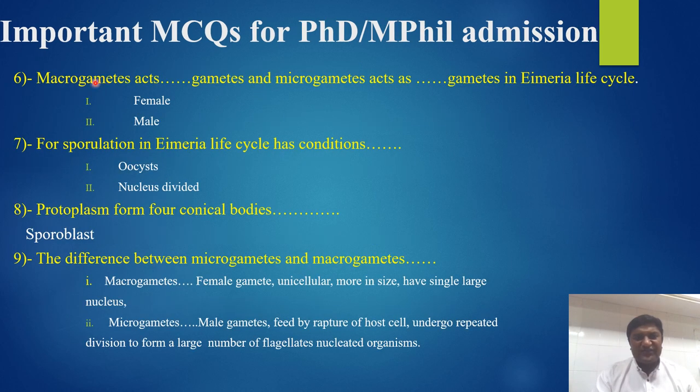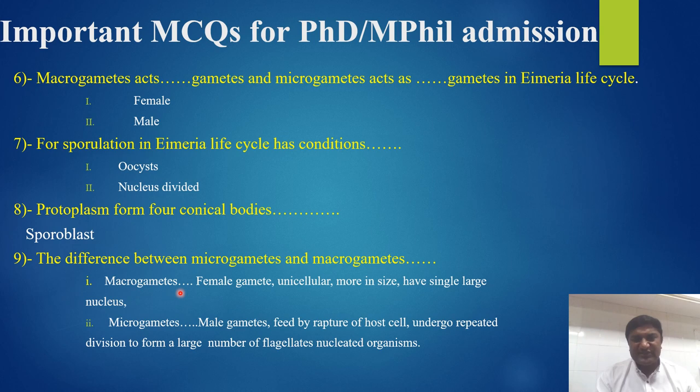Next, macrogametes act as a dash gamete and microgametes act as a dash gamete in the Eimeria life cycle: female and male. For sporulation in the life cycle, the condition is dash; the oocyst nucleus divides and the protoplasm forms four conical bodies, called the sporoblasts.